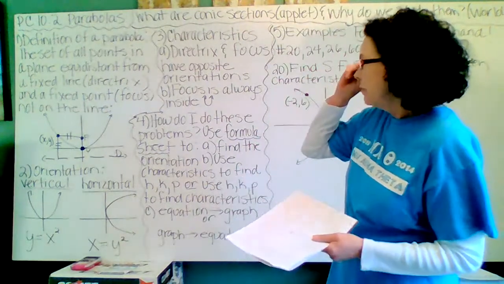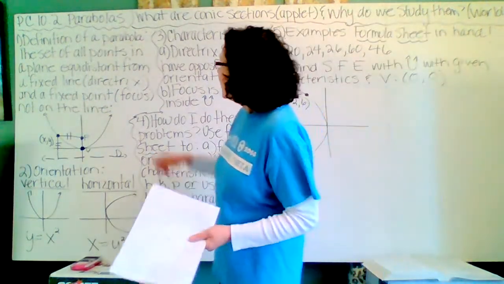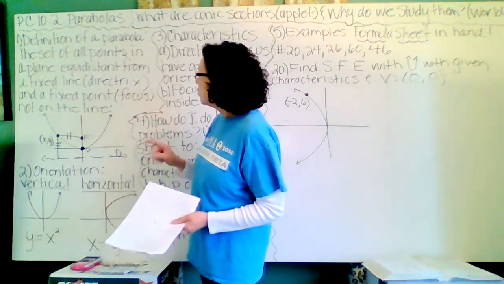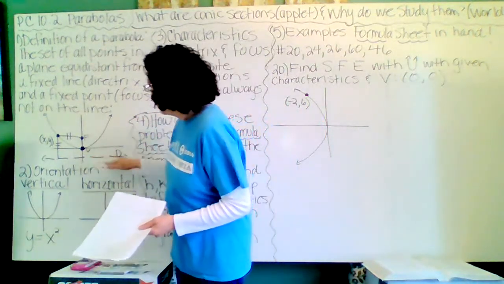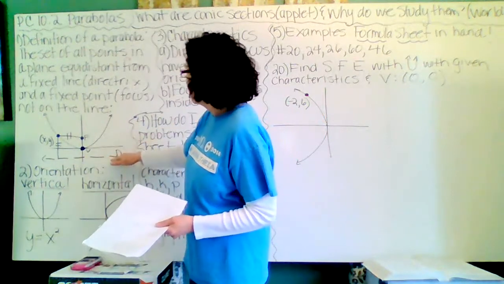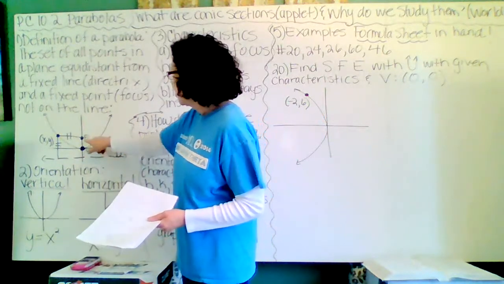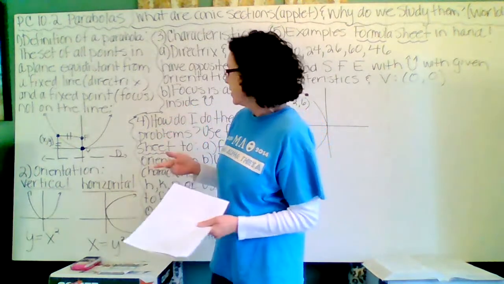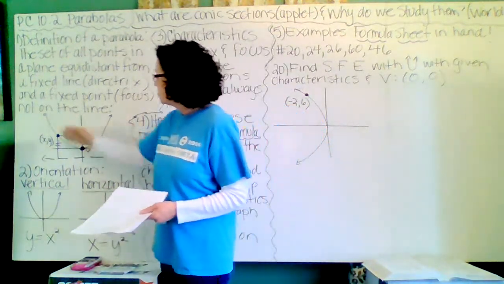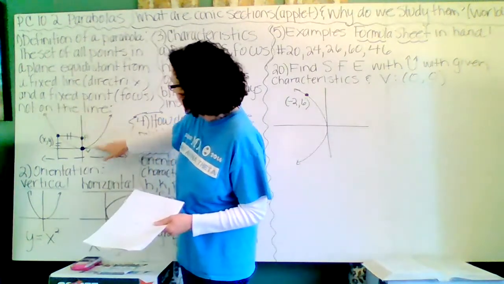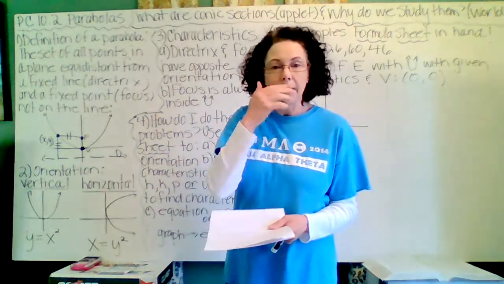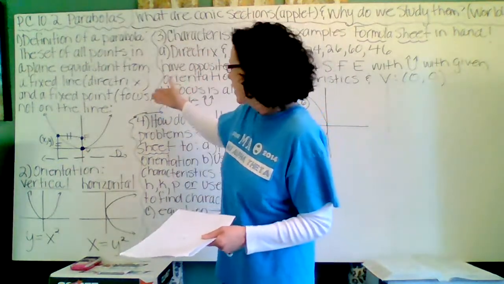So the definition of a parabola: it is the set of all points in a plane that is equidistant from a fixed line, that's this dashed line here called a directrix, and a fixed point called the focus that's not on the line. So the interesting thing about a parabola is all of its points are created on this plane from a line and a point that aren't on the parabola at all. So what does this actually mean?